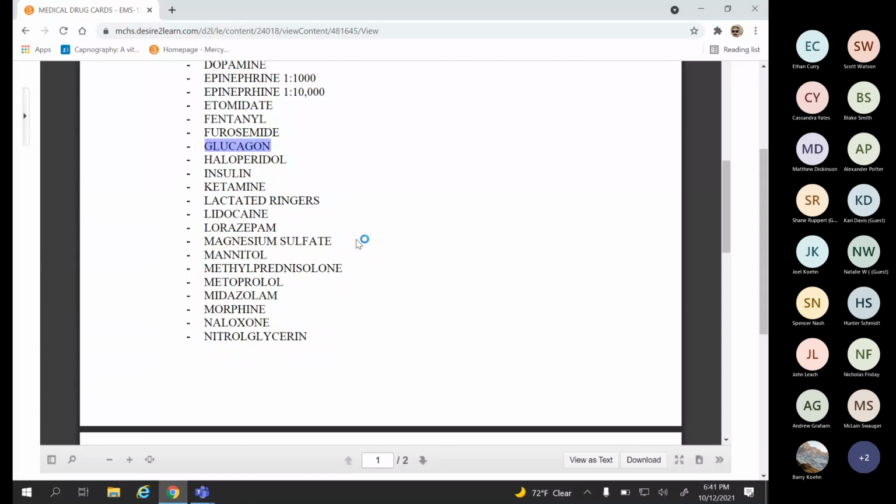What about metoprolol? Beta blocker. Any medications that end in LOL are a beta blocker. What do we use beta blockers for? SVTs, atrial fibrillation, A-flutter. Okay. What is it most often used for? It's most often used for blood pressure control.